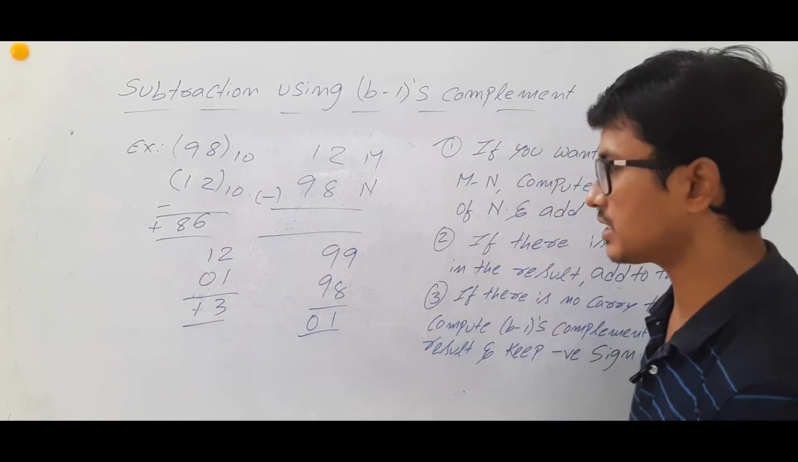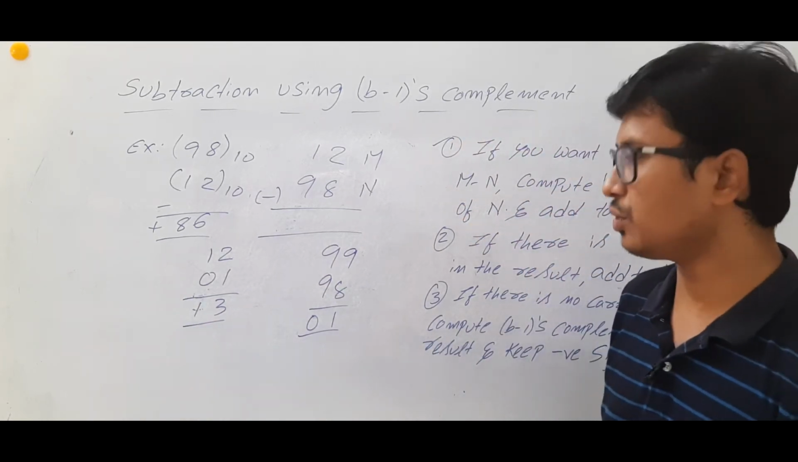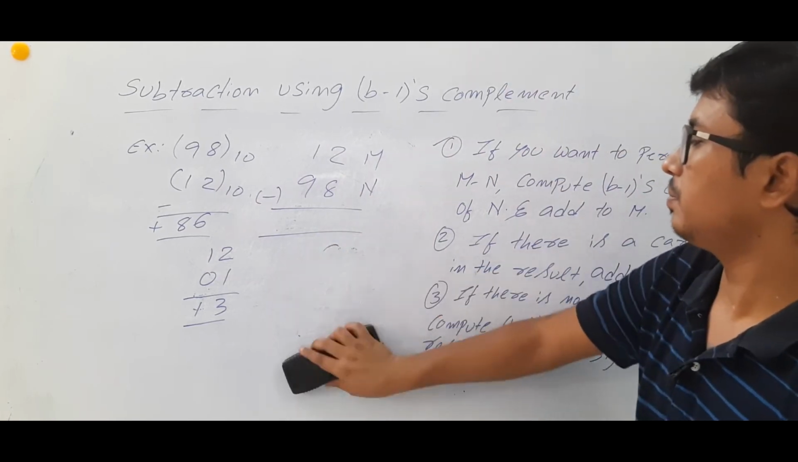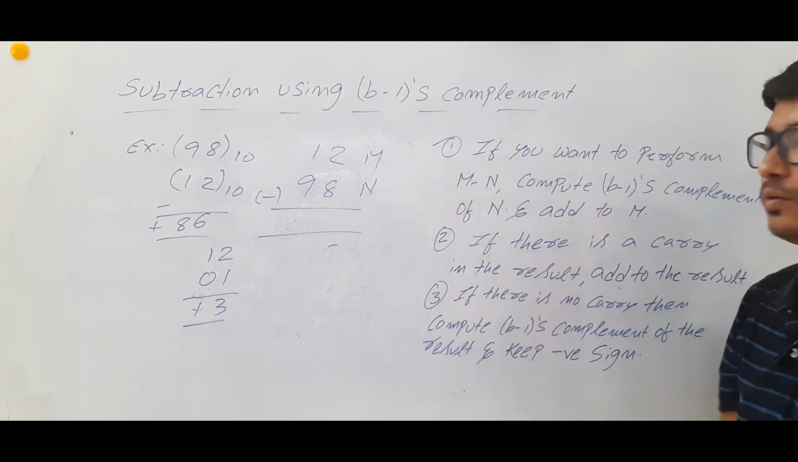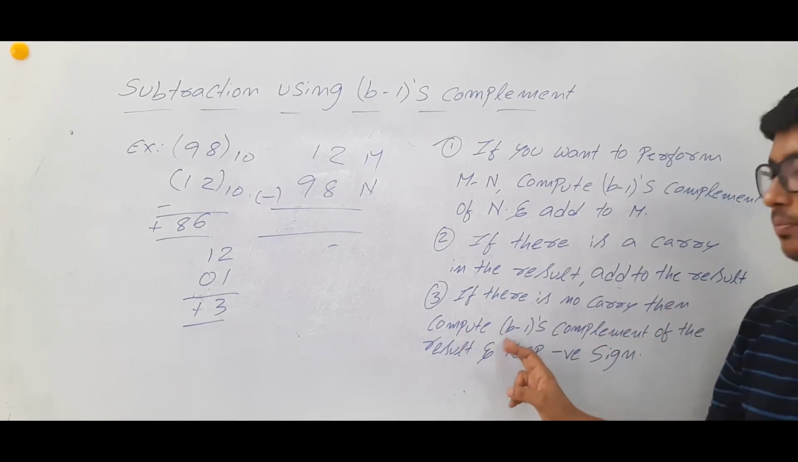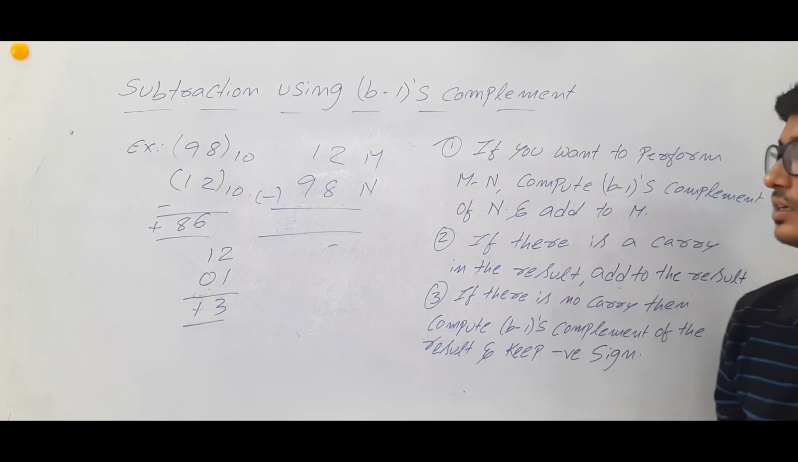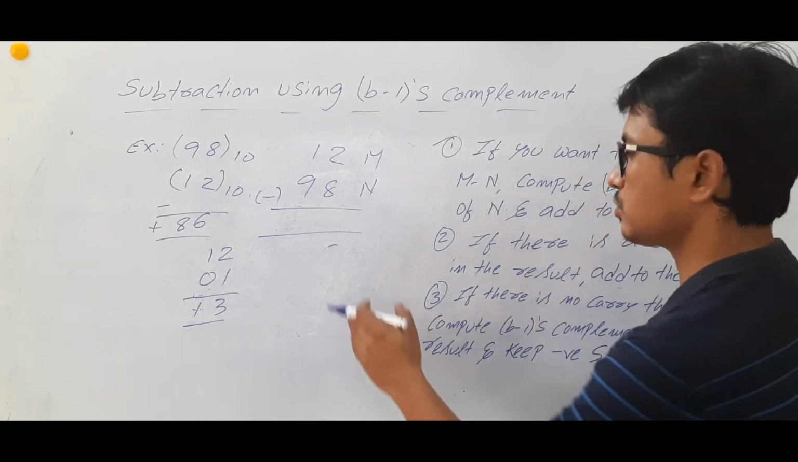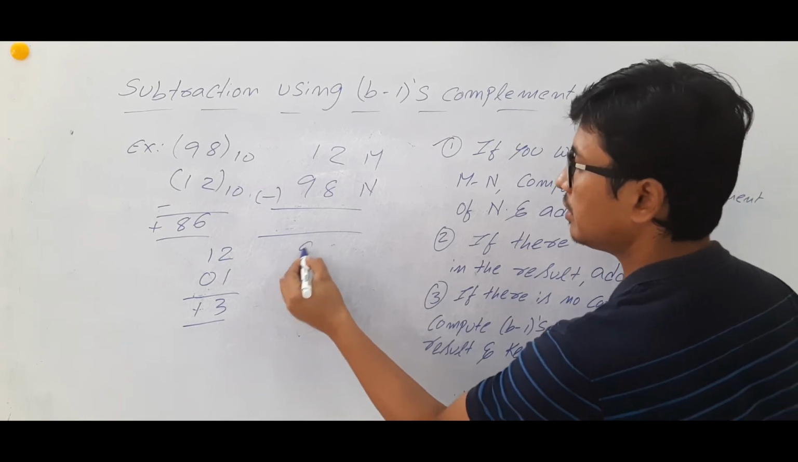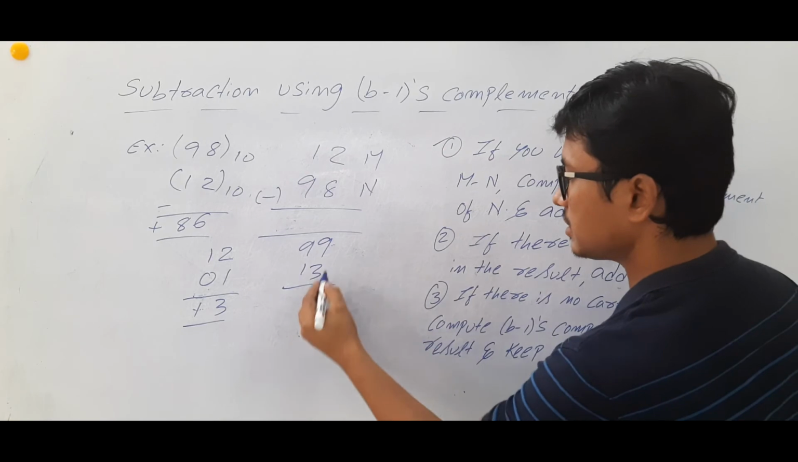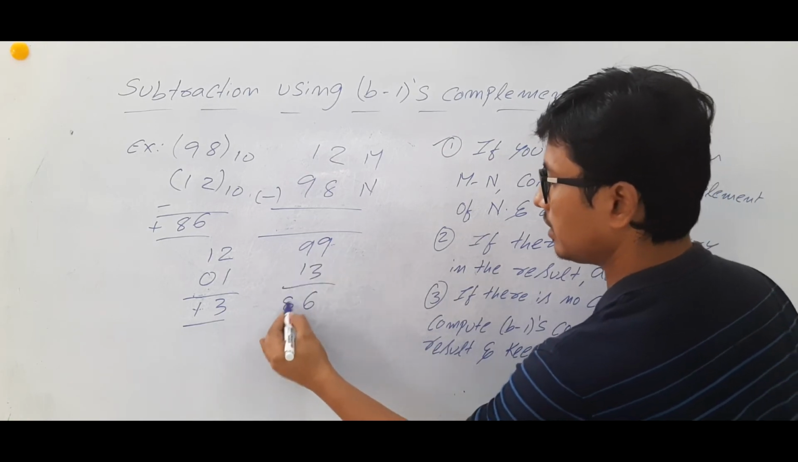Okay. Are you able to understand? What is the end carry? There is no end carry. If there is no end carry, what are you supposed to do? You have to follow step 3. What is step 3 saying? If there is no end carry, then compute the b minus 1's complement of the result. So this is my result. For this one, I need to calculate the b minus 1's complement. How will I do it? 99 minus 13, which is 86.